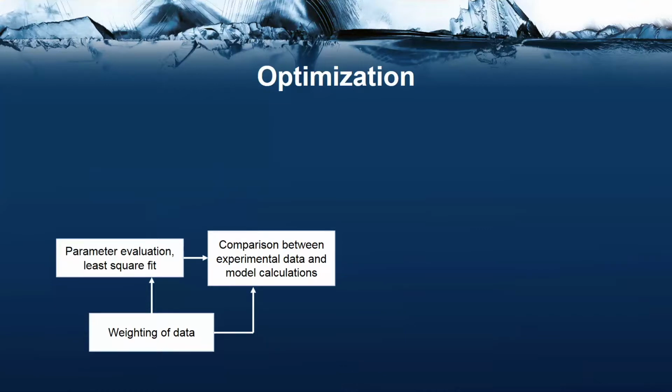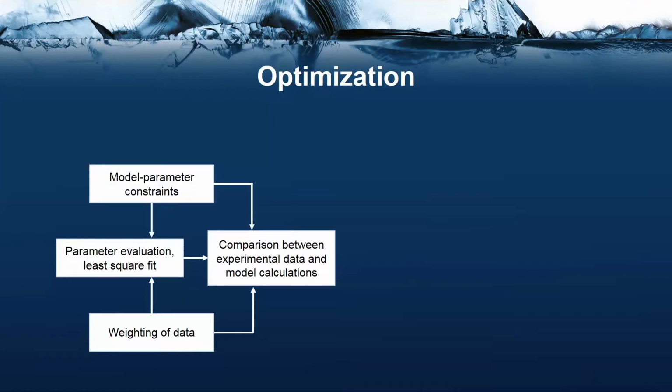Another way of improving the model is by introducing model parameter constraints. Sometimes there's not enough information to describe a phase, which means that assumptions can be made. And there are different strategies to this, and these can affect the results of the model.